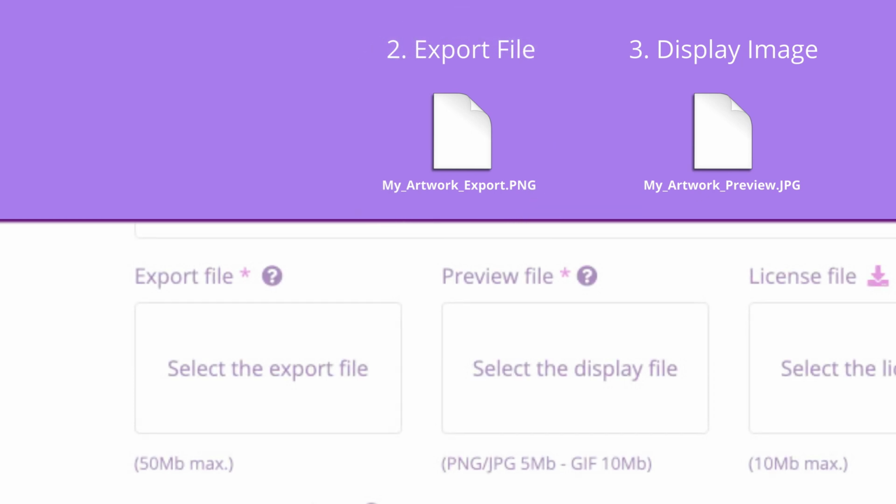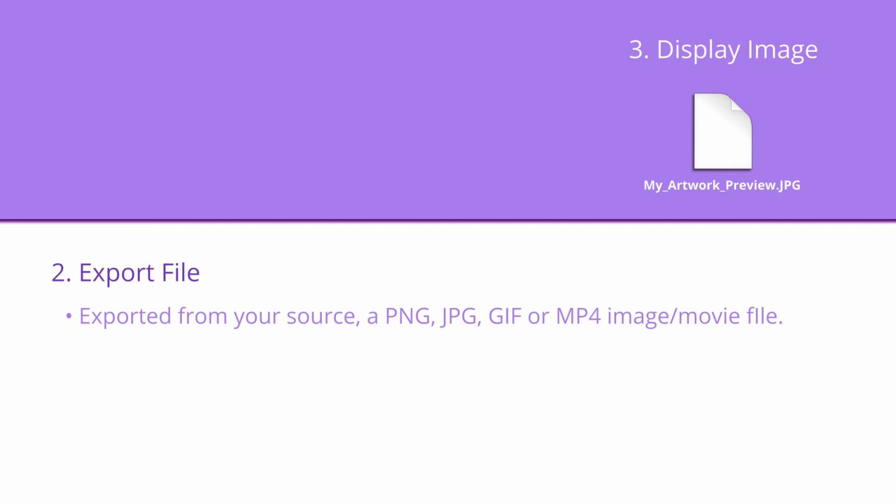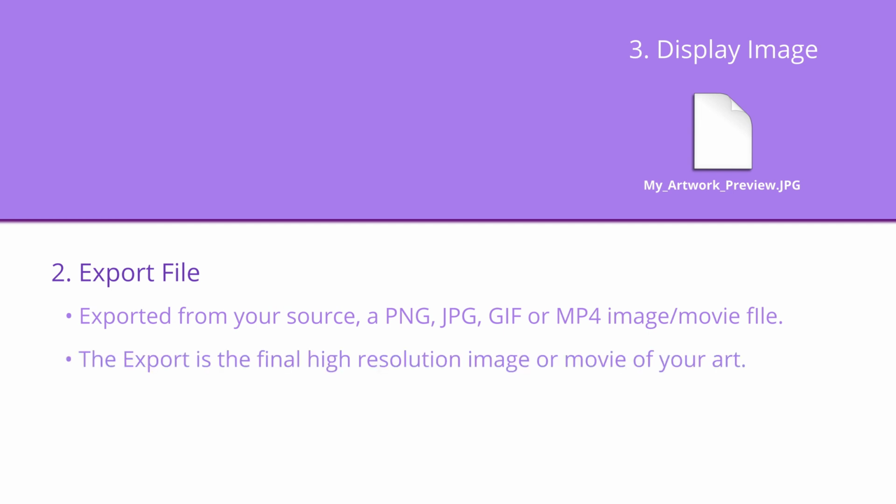After your art source file is certified, next comes the art's main export file. From your main source file, you will be exporting your PNG, JPEG, GIF or MP4 file. This is the high-resolution file that will be displayed on the artwork's detail page. It's the file that will be connected to the NFT when tokenized. This image or movie file represents your final artwork and should look wonderful to collectors.